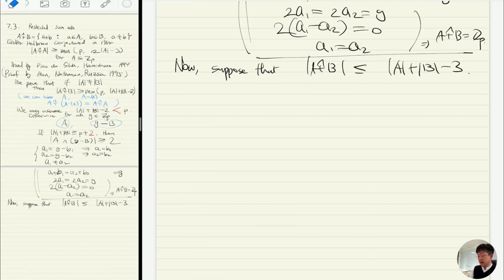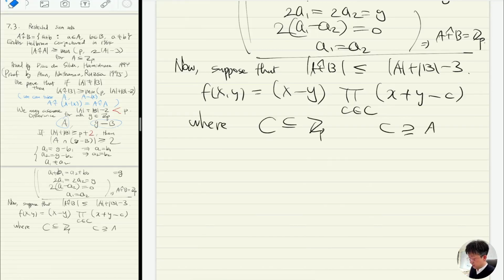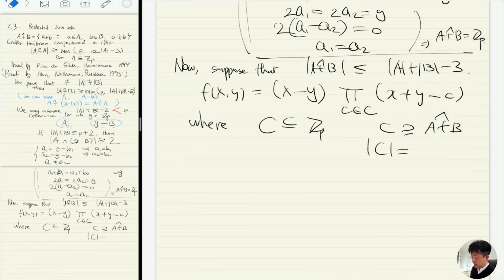Right, now we assume that. So let's say f(x, y) is the product of x minus y plus x plus y minus c for c in C, where C is a subset of GP and it covers all of A hat plus B, right? And the size of C is a plus b minus 3.